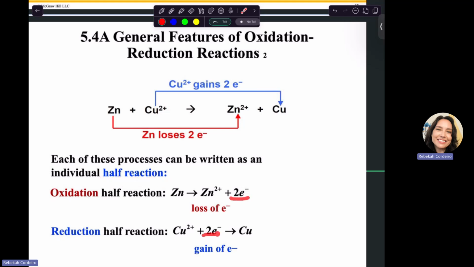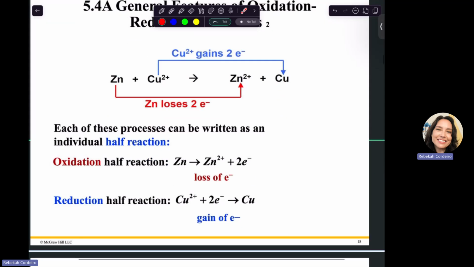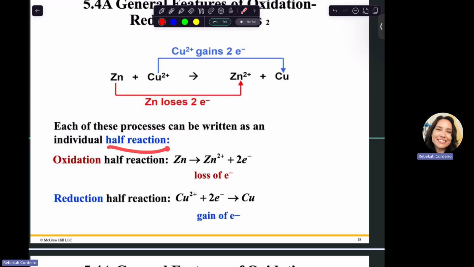Now, we usually don't write electrons in chemical formulas because, as you can see, the electrons are a product and then they're a reactant. So they actually just cancel out, essentially. They get made and they get used. And so when we write full chemical reactions, we don't see the electrons, but we can actually pull them out into these things called half reactions to really get a sense of what is happening.